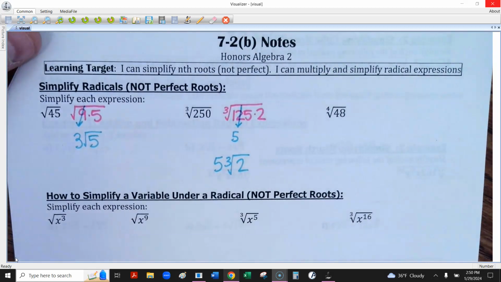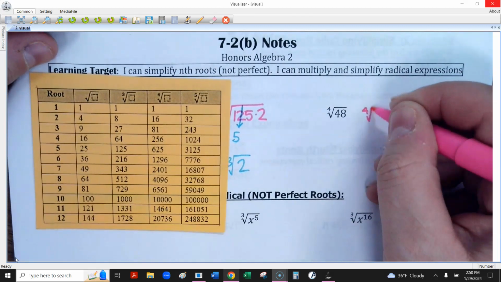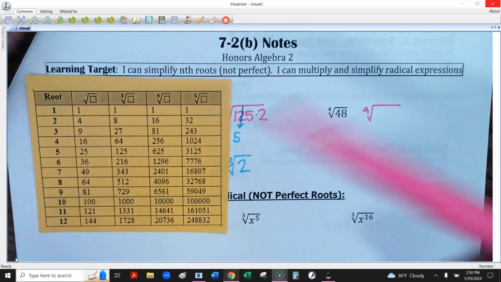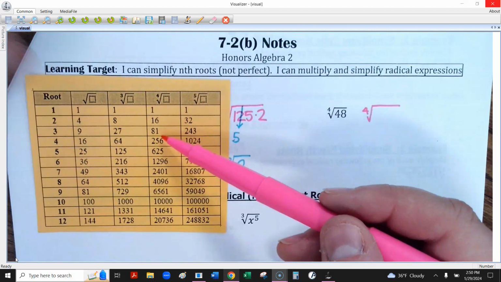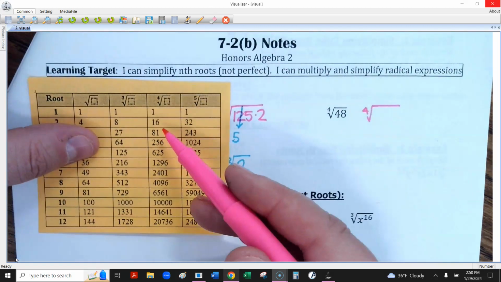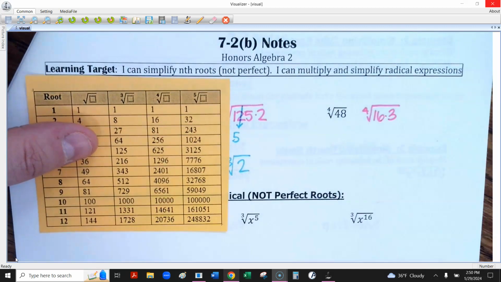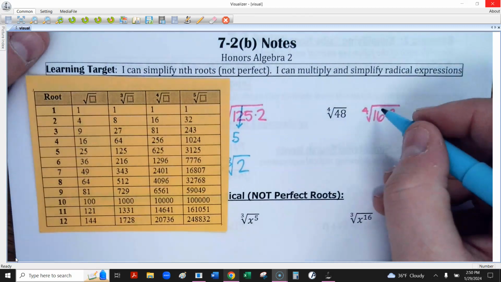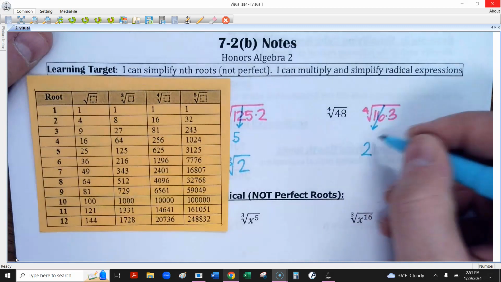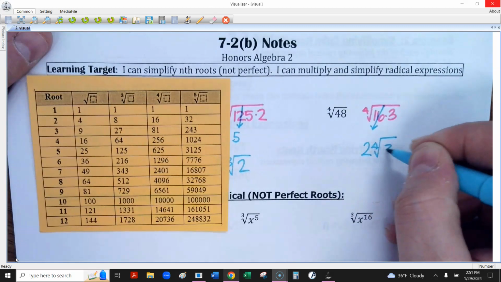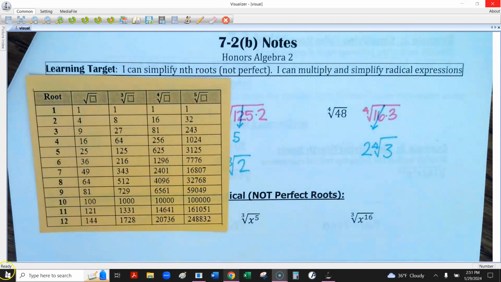All right, if you're doing a fourth root, we're going to do 48. So if I'm doing a fourth root, look in the fourth column. All right, 81 would be too much, so 16 is all it is. If you divide 48 by 16, it should be 16 times 3. And then the fourth root of 16 is going to come out as a 2. And then left under that fourth root is a 3. So that's what you want to do. Find the biggest perfect whatever, and then go from there.